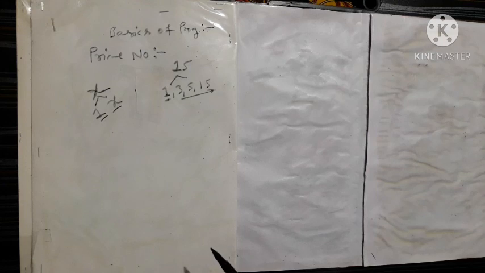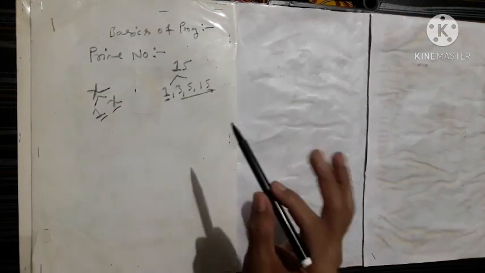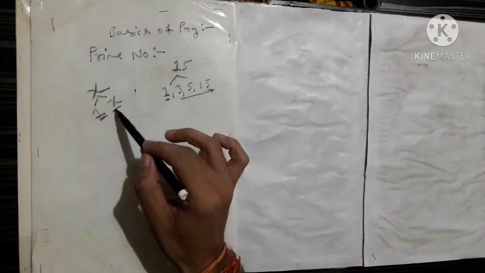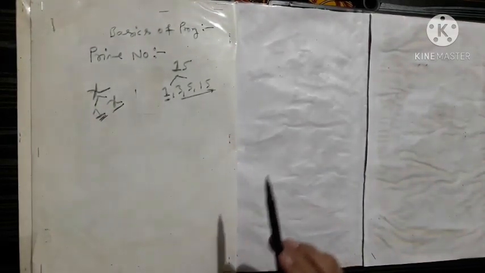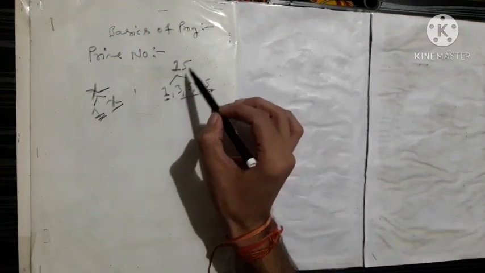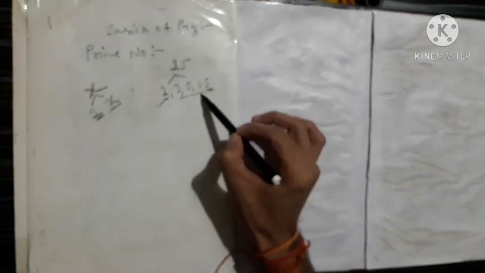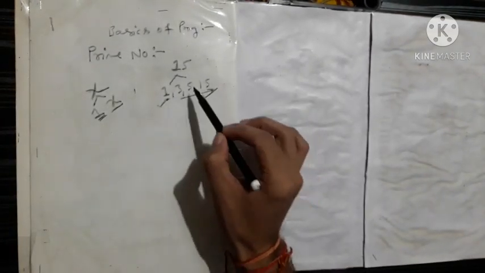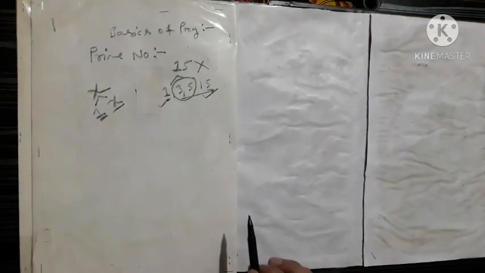What is the definition of a prime number? A prime number is a number in which there are only two factors, that means 1 and the number itself, and except these there will be no other factors. But in the case of 15 we are getting four factors. No doubt we are getting 1 and the number itself, but except these two we are getting 3 and 5 extra, so definitely it is not a prime number.